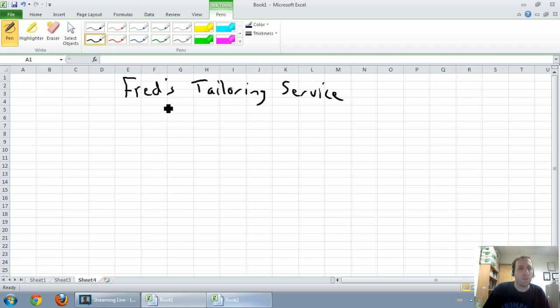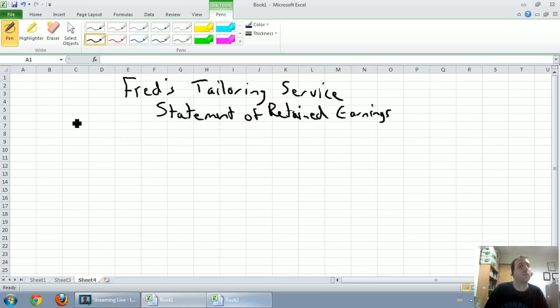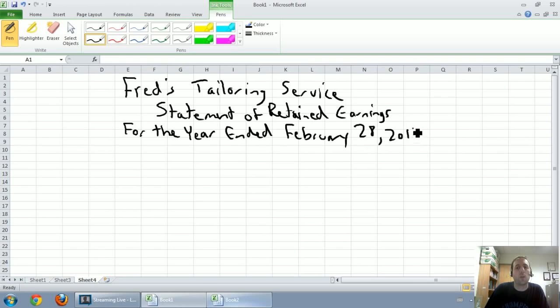The name of the financial statement, as I said, is the Statement of Retained Earnings. This is all supposed to be centered. I can see it's going to be off center. I should have started a little bit further to the left. So Fred's Tailoring Service, Statement of Retained Earnings, and this, much like the income statement, gets stated for the year ended and then the year-end date. And our year-end date was February 28th, 2012.